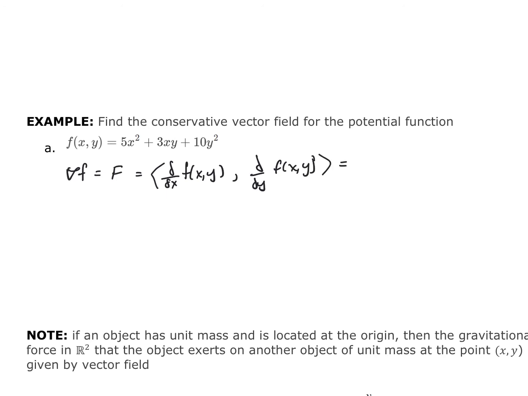And in this case, the partial with respect to x is going to be 10x plus 3y. And then my partial with respect to y is going to give me 3x plus 20y. And that's it.